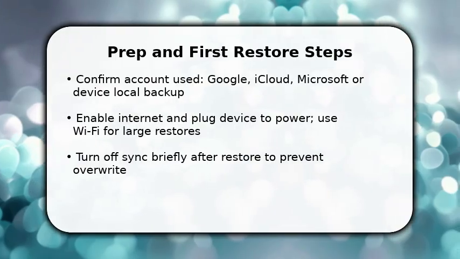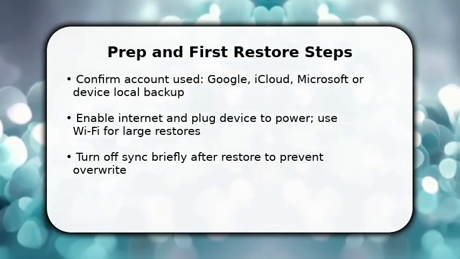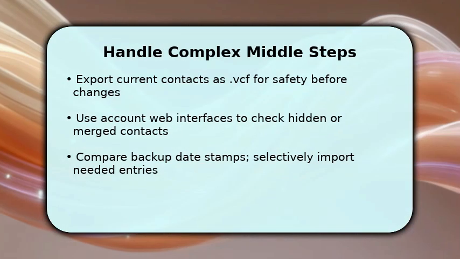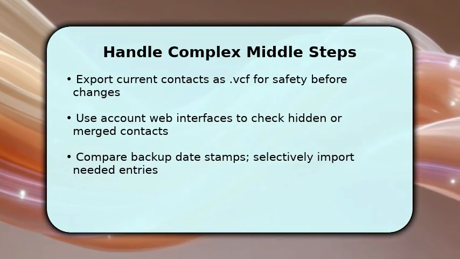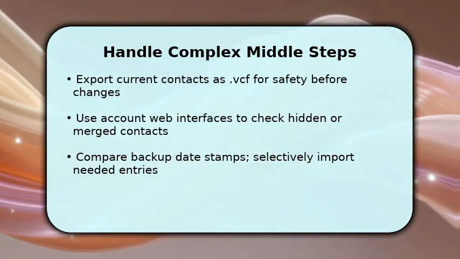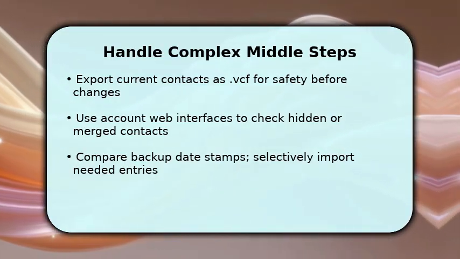If prompted, select the correct backup date, because restoring the wrong snapshot can overwrite newer entries. Next, export your current contacts to a VCF file so you have a fallback. This prevents accidental loss. Then, use the web interface of your account.